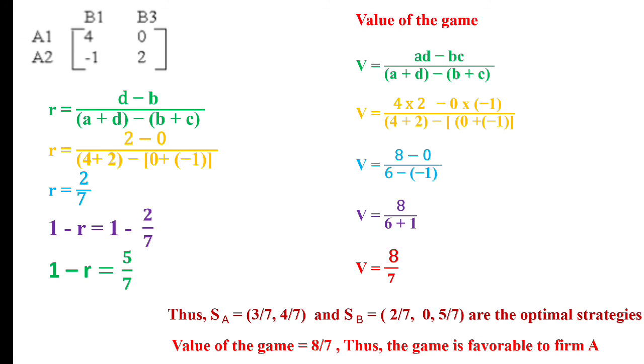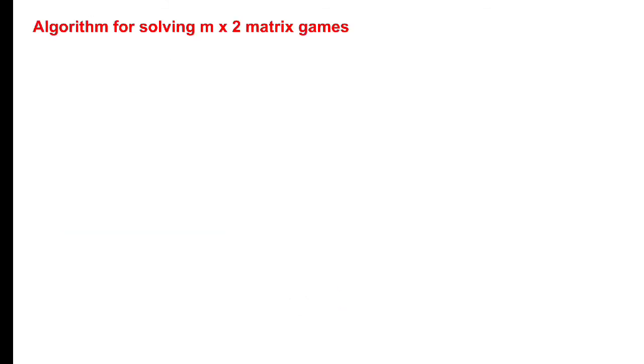2 columns, any number of rows. Any number of rows, 2 columns. These are m by n games, m by 2 games. Now we are going to study the algorithm for the m by 2 matrix. This also will be solved by what we studied in the previous method. Here, any number of rows, 2 columns.